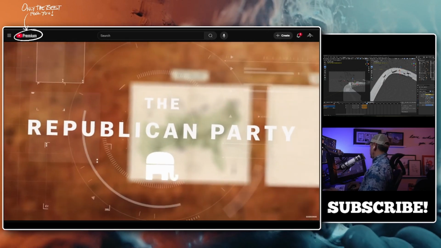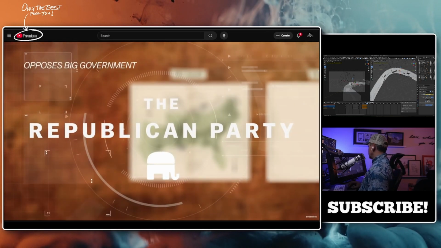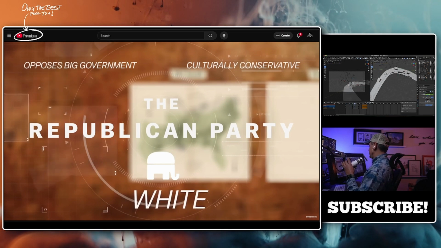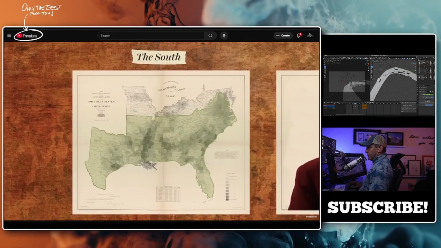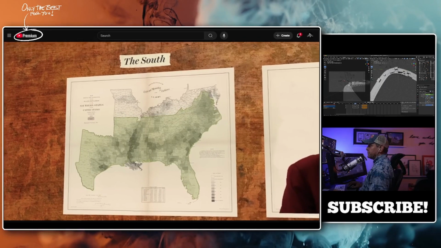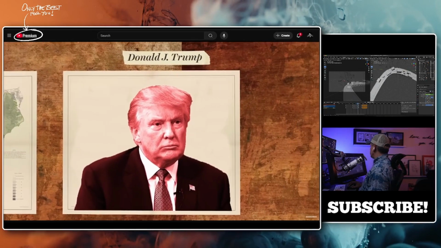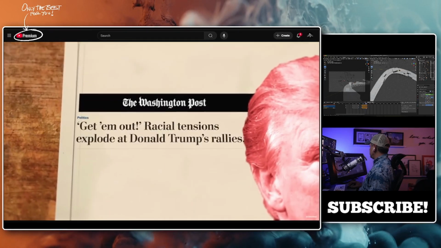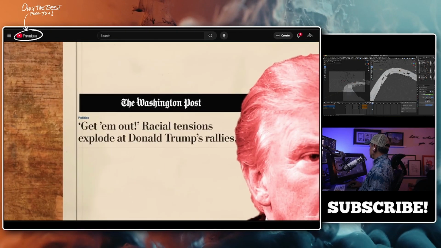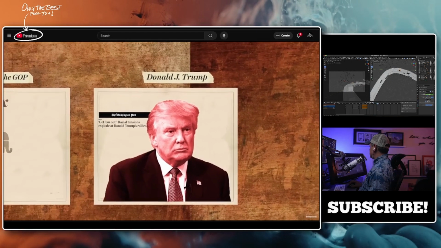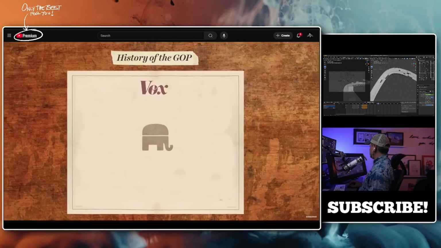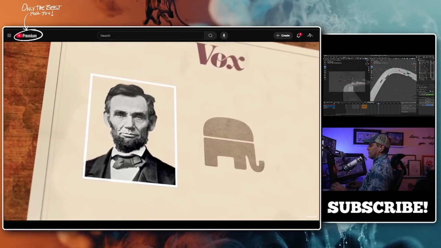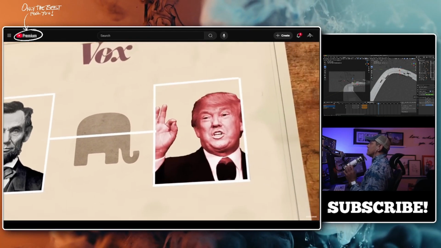Today's Republican Party opposes big government. It's culturally conservative. Its demographic support is strongest among white voters, and it usually dominates elections in the South. The party's 2016 presidential nominee has been heavily criticized for inciting racial tensions. But things weren't always this way. Over the past 160 years or so, the party has undergone a remarkable transformation from the party of Abraham Lincoln to the party of Donald Trump.